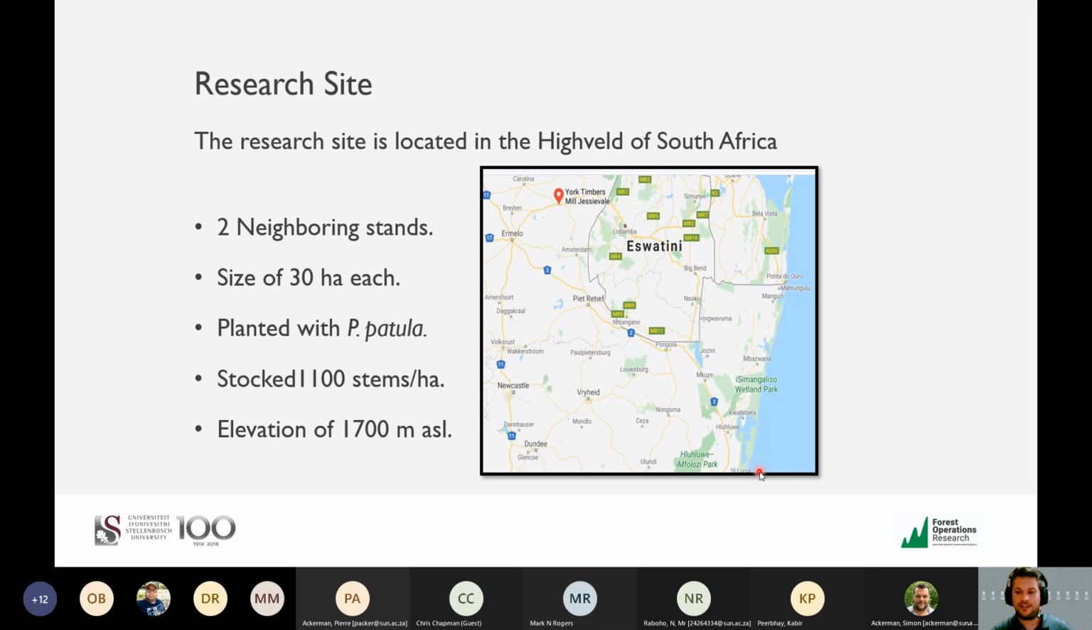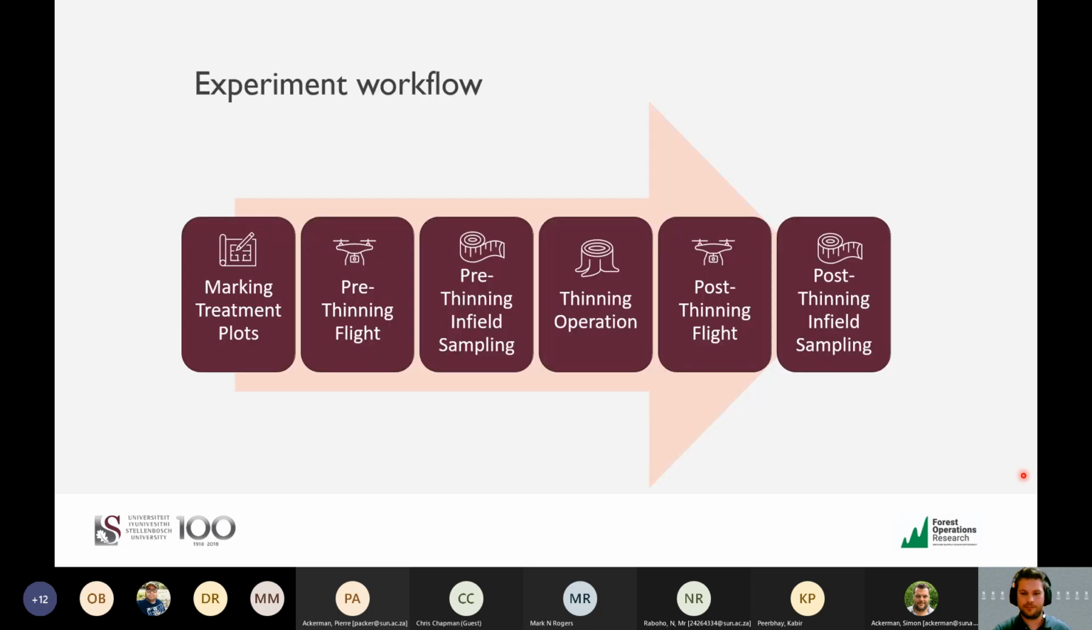The experiments needed for this study took place at a research site located in the Highveld of Mpumalanga Province, South Africa. This is located at the Jessievale plantation near York Timbers' Jessievale Mill. These trials were performed on 2 neighboring stands, each with an average size of 30 hectares. These stands were planted with Pinus patula, more commonly known as Mexican weeping pine. The average planting density of these sites was 1,100 stems per hectare, at an elevation of 1,700 meters above sea level.